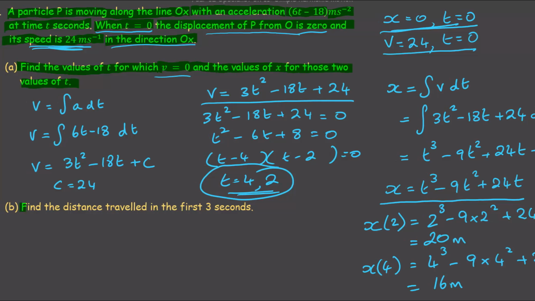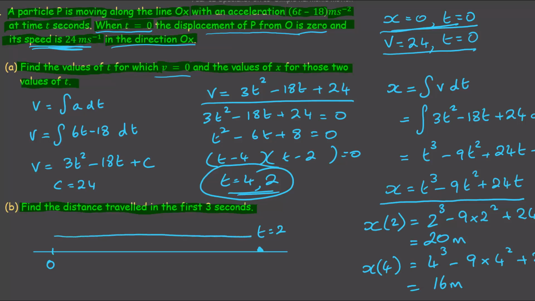So we want to find the distance traveled in the first 3 seconds. So one way that we can do this, if this is the line along which we're traveling, here's our point O, and we know that when we get to t equals 2, it has travelled 20 meters in this direction. And we know it's this direction because we know that the initial speed is positive, and we know that the speed is 0 when t equals 2. So that's the first time it stops, and therefore it must have been travelling to the right the whole time.